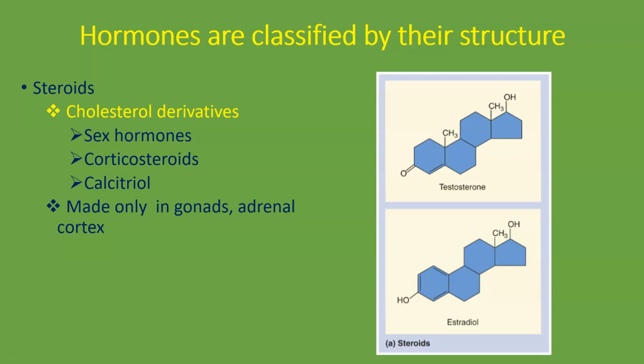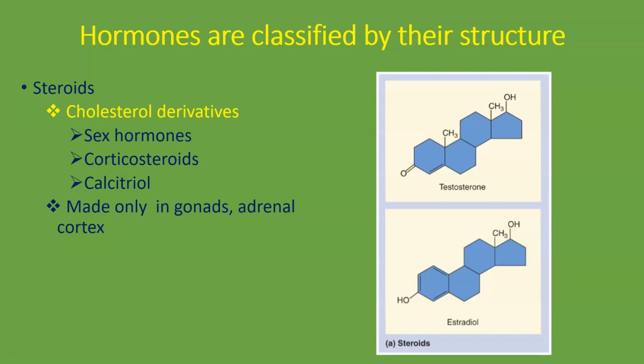Steroids derive from cholesterol, which is a type of lipid, and like all lipids, steroids are hydrophobic. They're not going to dissolve in water. That's an important point that we're going to come back to later on. The steroid hormones include the sex hormones like estradiol, from which estrogen derives, and testosterone, which are pictured here. And then we also have corticosteroids and calcitriol.